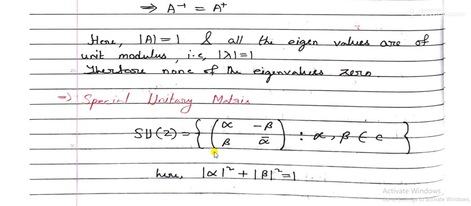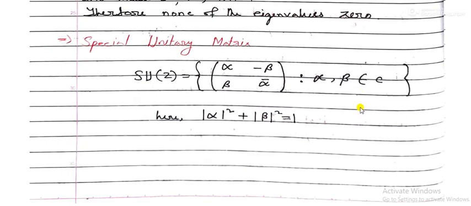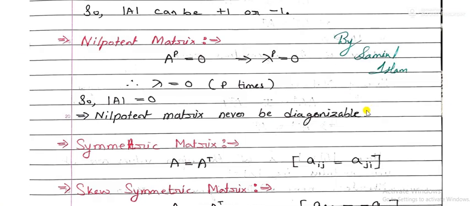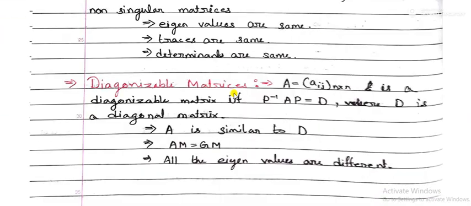Now the special unitary matrix. This is the form of a special unitary matrix: alpha, minus beta bar, beta, alpha bar, where alpha bar is the complex conjugate of alpha, and alpha and beta belong to the complex plane, and mod of alpha squared plus mod of beta squared equals 1. This is the basic condition for a special unitary matrix. So this is it.